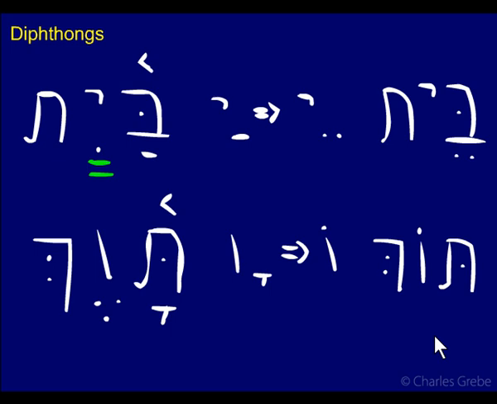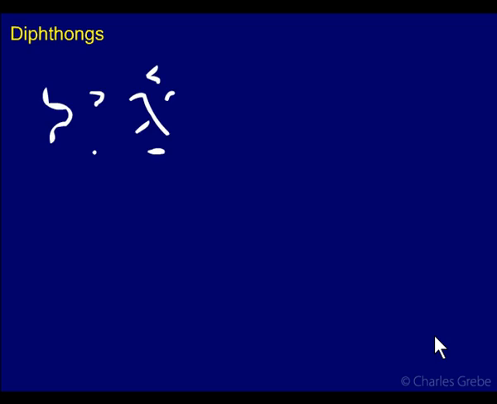Okay, let us look at some examples. I think I pre-wrote this here. Okay. Ayil. Here's an example of the first diphthong. Ayil means ram. Here we have the first diphthong, the patach yud. And if we add a plural ending to it, it becomes elim. Ayil becomes elim. Now, what's going on here?